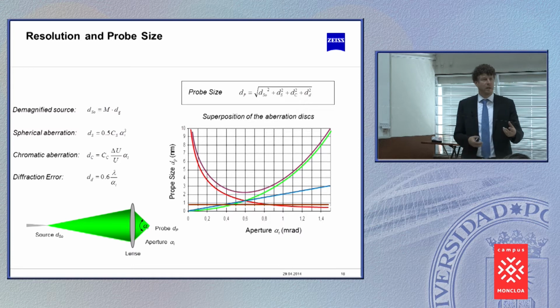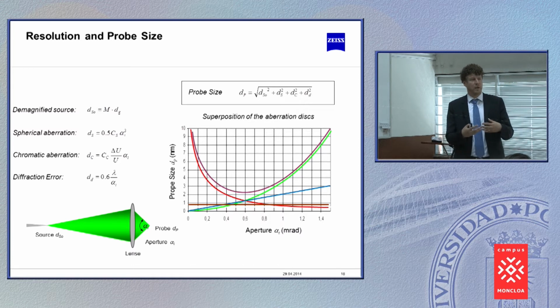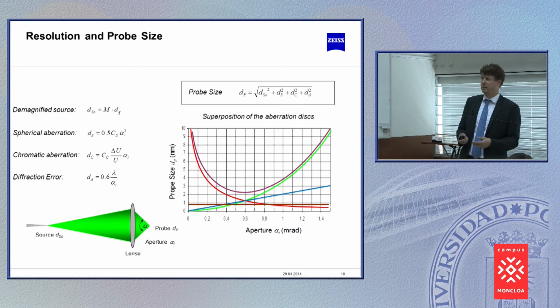So that's why all the microscopes have to be corrected, you know, the chromatic correction or the spherical aberration correction and so on. This costs lots of money, but this also reduces the probe size. So now the diffraction error. Now look at this.